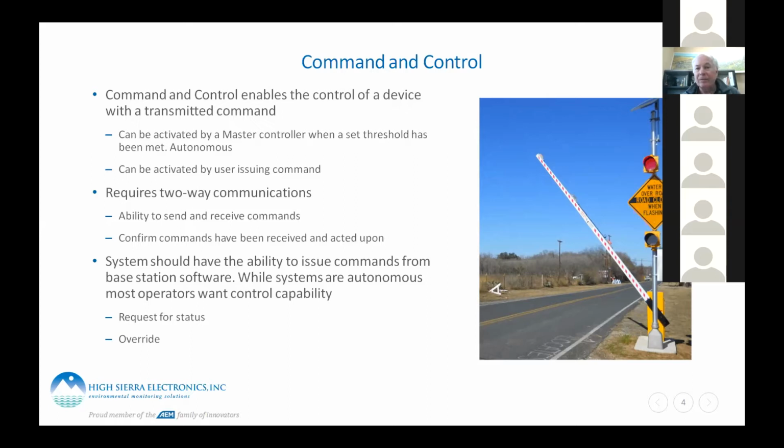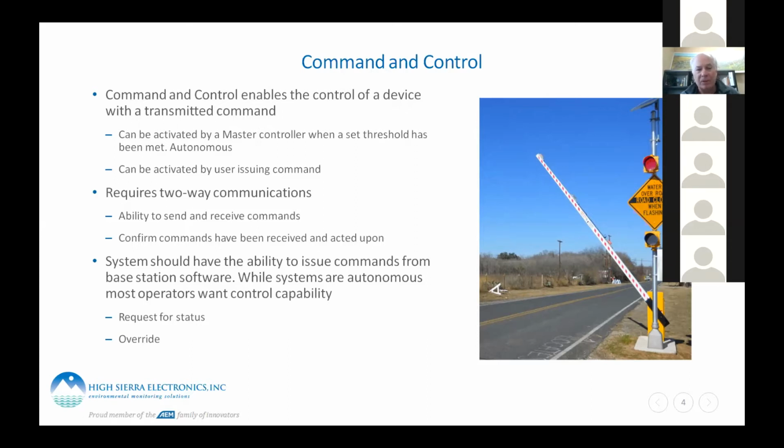It obviously requires two-way communications because we want to be able to not only send commands to a remote site, but also confirm once it has received and acted upon the command. We want to confirm to the master that the action that was initiated has been taken. While it is autonomous, pretty much all of the systems we put in, with very few exceptions, also have the ability to control. Operators want that ability to send a request for status, or what we call an override, which would be a remote control from the central software.